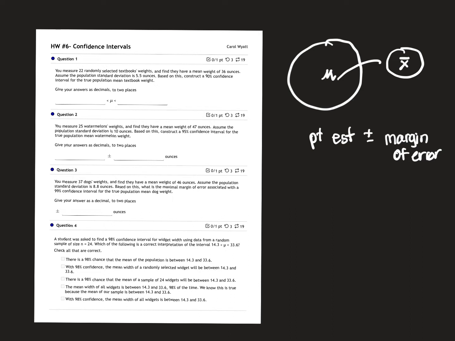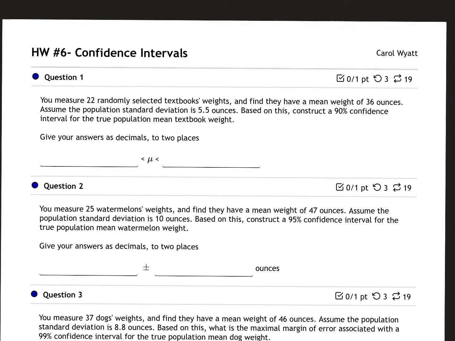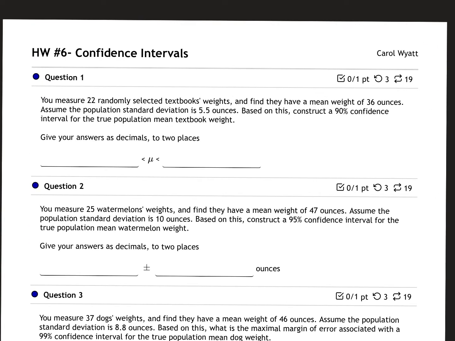So let's take a look at this first question right here, and let's go over that. It says, you measure 22 randomly selected textbook weights and find that the mean weight of the textbook, so this right here is your point estimate, is 36 ounces. And we also know that we took a sample of 22. And they tell us a population standard deviation of 5.5.